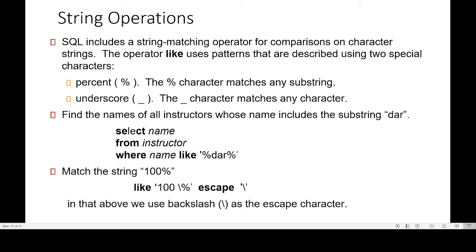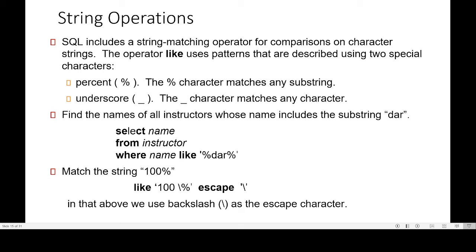It will be matching for the substring. For example, find the name of all instructors whose names include the substring DAR. So what will be given is: select name, where name is the column name from instructor, and instructor is the table name, where name like, because the query means it should have the substring DAR. So name like, we are putting percentage DAR percentage. That means this query will give all the names with DAR as a substring in the name.